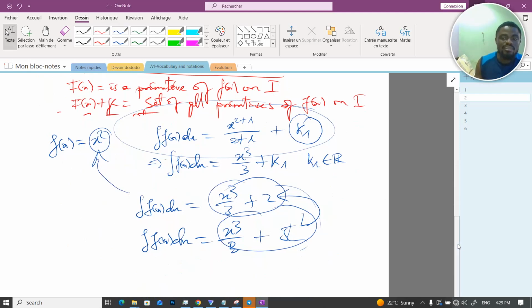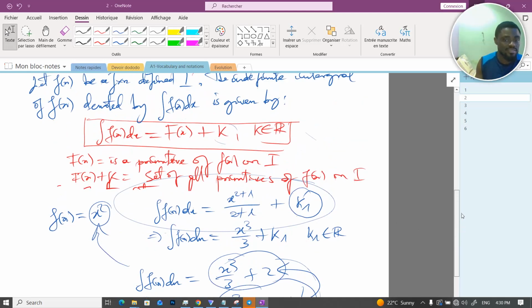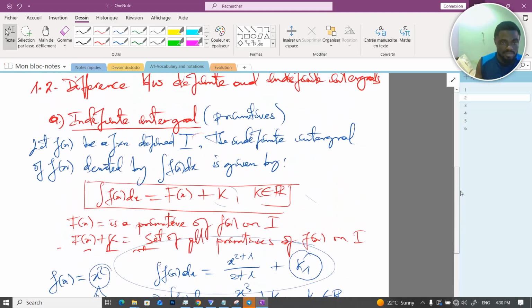an indefinite integral is always a function of the starting variable. Ça veut dire quoi? Si tu remarques bien, le primitif qu'on a trouvé ici là, tu vois x cube on 3 plus 2. Tu vois bien que it's a function of quoi? It's a function of x. Donc, ce que tu dois retenir, c'est quoi?